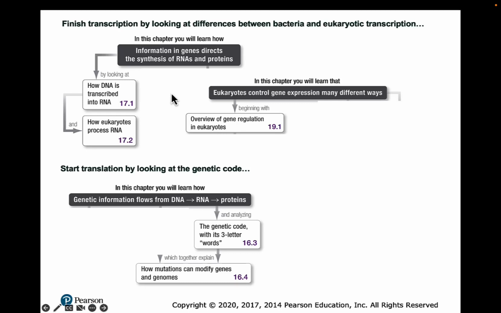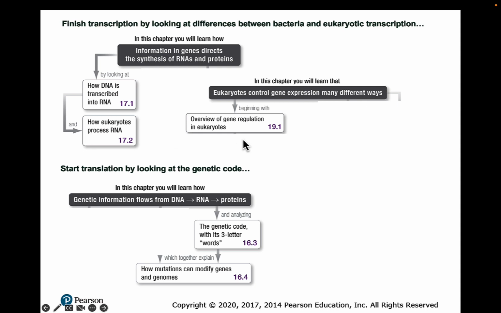So in this lecture, we're going to finish up transcription by looking at differences between bacterial and eukaryotic transcription. We've talked about how DNA is transcribed into RNA using the RNA polymerase. And we're going to talk today about how this process is slightly different and a little more complicated in eukaryotes.